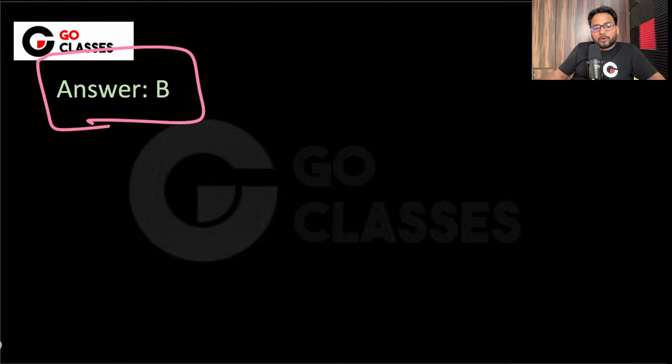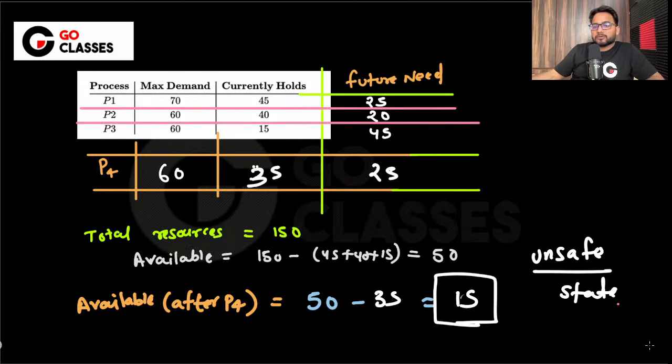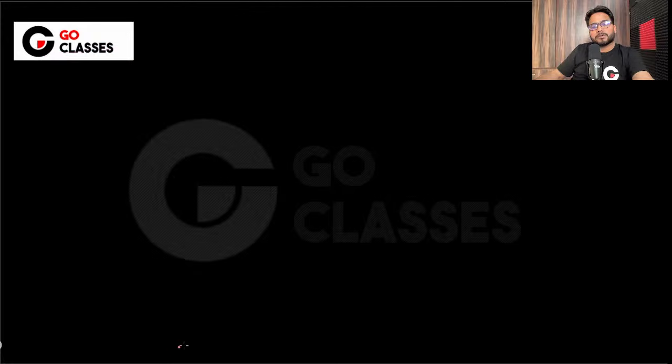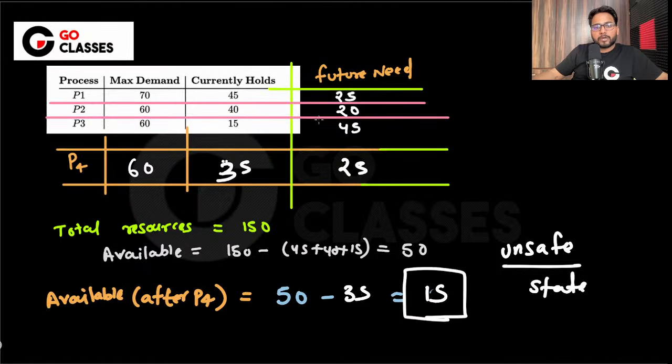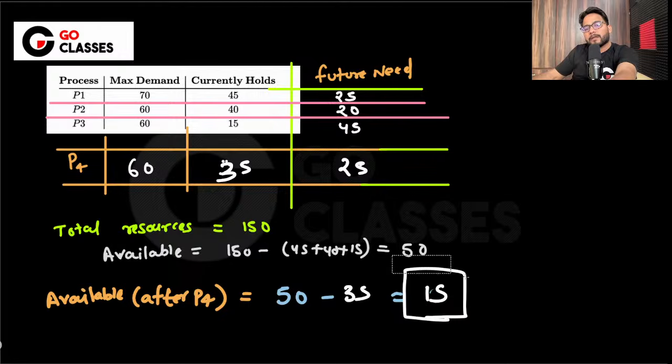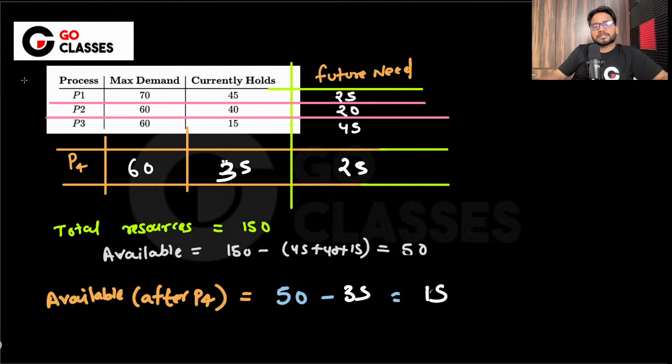But now let's talk a bit more about the unsafe state as I promised to you, right? Let's take this same example to explain the unsafe state a little more. Suppose you have this snapshot of the system, and you are having available only 15. As we know, this 15 is lesser than anyone's future need, so this is an unsafe state. But what does this unsafe state really mean? We need to understand that.